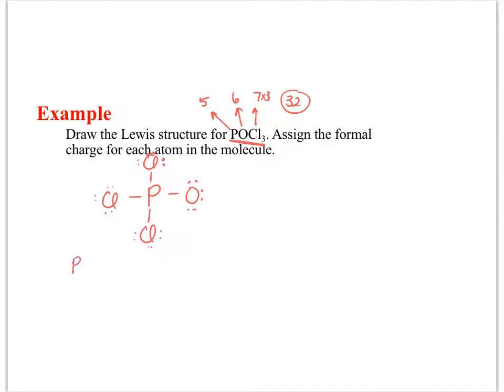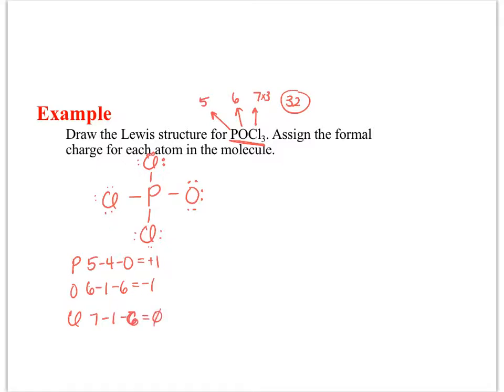Okay, so let's do formal charge here. Those chlorines would have equivalent formal charges because they're bonded the same way. So we have 5 minus 4 minus 0 equals plus 1 for the phosphorus. The oxygen would be 6 minus 1 minus 6, which is negative 1. And the chlorines would each be 7 minus 1 minus 6 dots, which is 0.